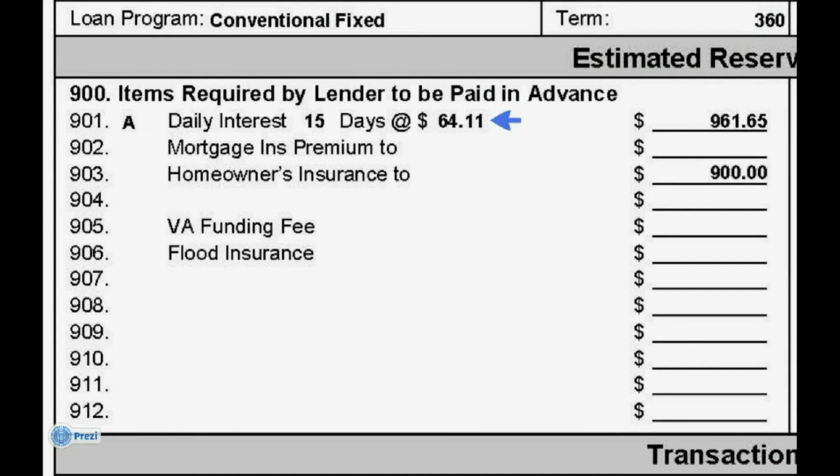For example, if your loan funded on November 15th, you would pay interest from that date to the 30th, and your first payment would then be January 1st. The January 1st payment thus covers the interest for the entire month of December.